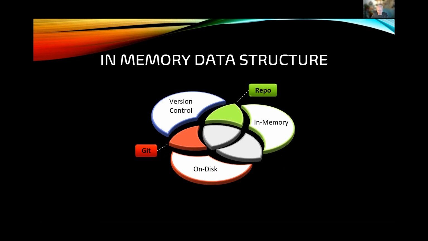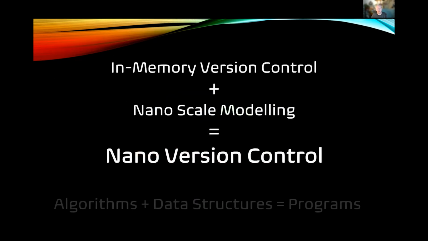And that's what the foundation of my research really is: if you have in-memory version control in a manner that I've shown you with those data structures, and then you couple it with nanoscale modeling, it's really those two things that give us the nano version control. And this is a similar idea to Wirth's original algorithms plus data structures equals. So it's very interesting for me how to sort of couple those two ideas together.